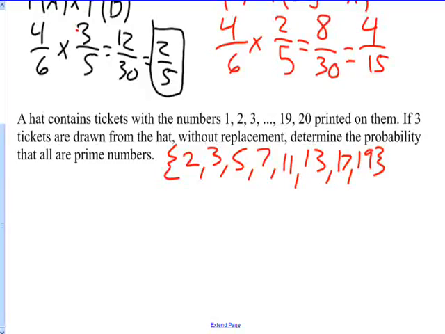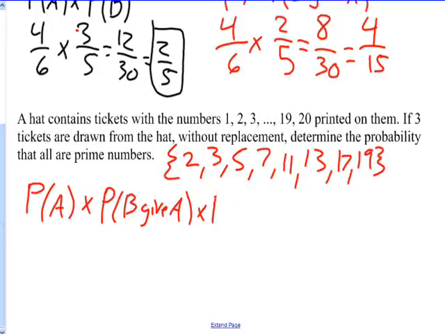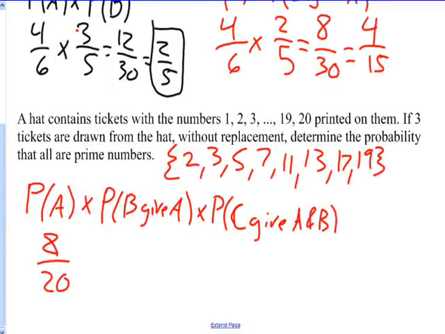All right, so if I have A, B, and C, I have 3 probabilities. I have the probability of A times the probability of B given A, times the probability of C given A and B. All right. So I have 8 over 20 because I have 8 primes in my 20 printed numbers.